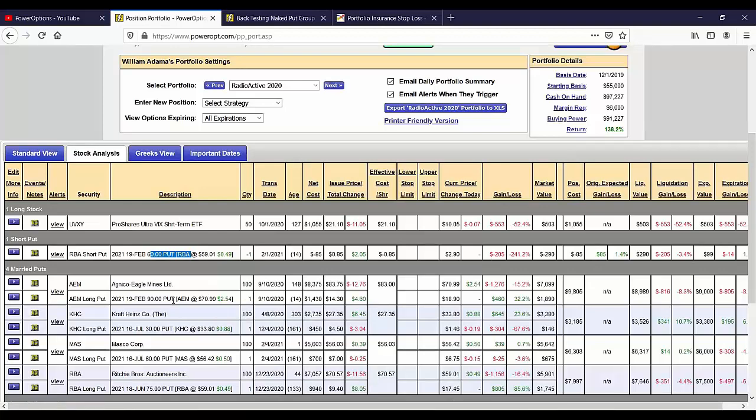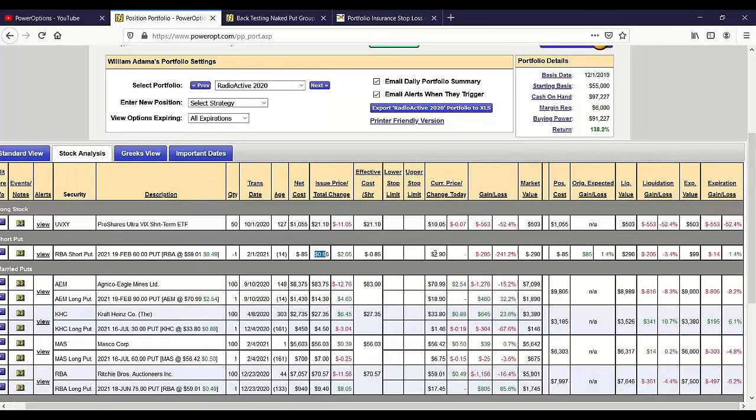Here's my naked put mixed with the other married puts. We sold it for 85 cents. It's now up to 290. I'm at a loss of 3.4% of the entire position, but my buyback cost is about 2.5 times the premium I got at 205, right?